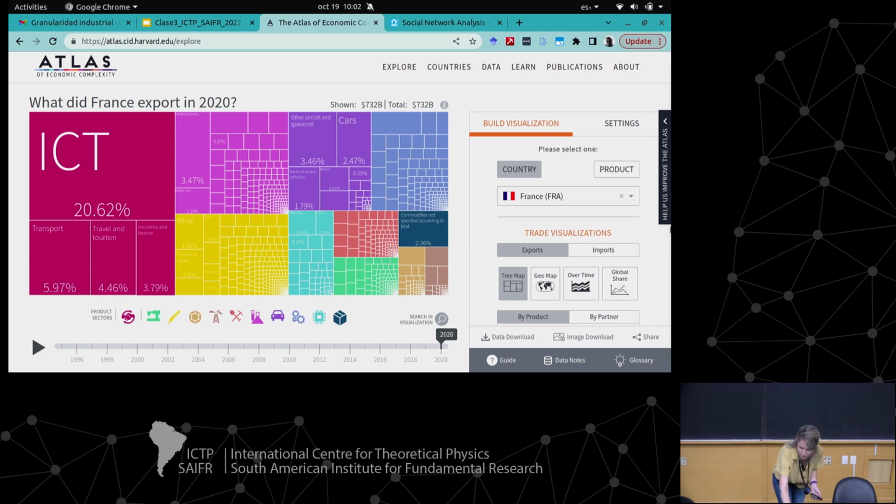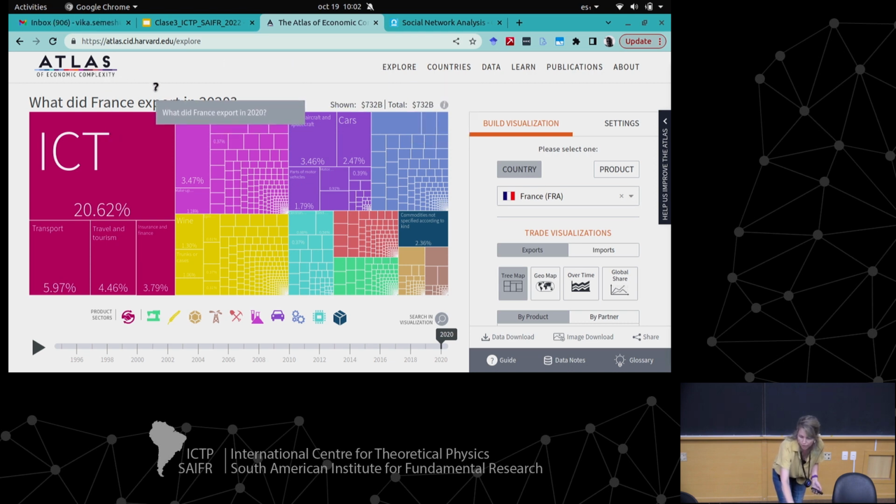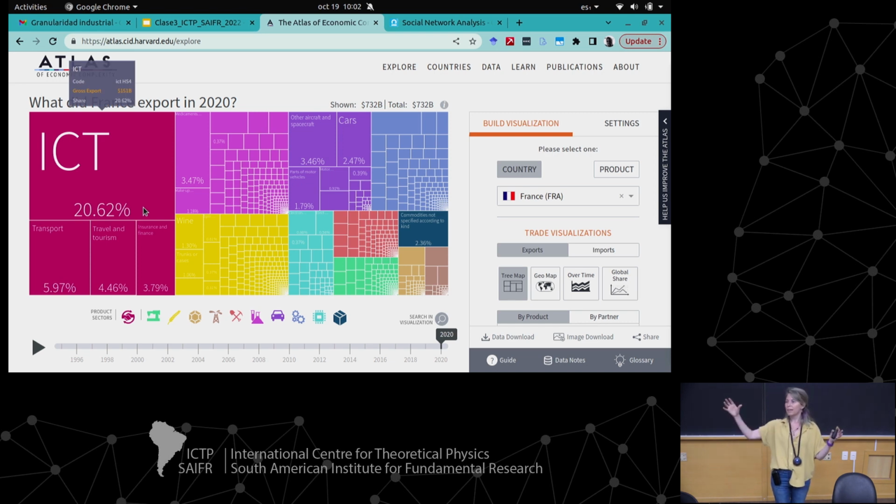So you can, for example, choose the country, and you can see how much exports per year, because you have the time scale, you have it per product. So it's a huge database. It's like an economic observatory, okay? But let me go back here.